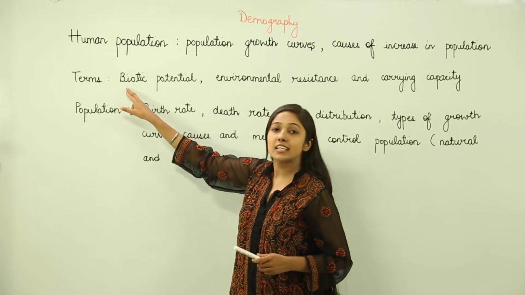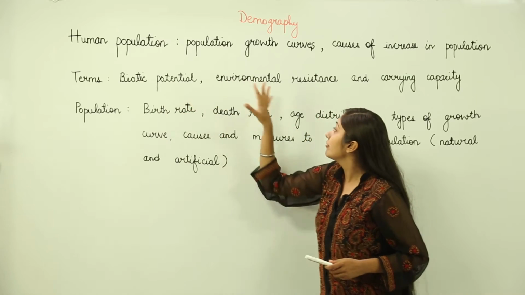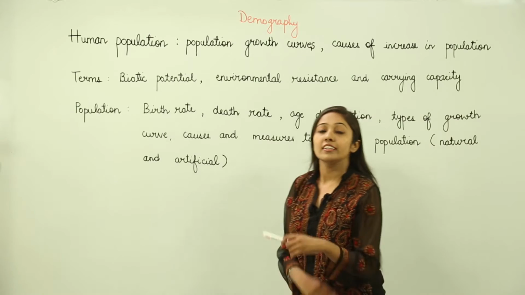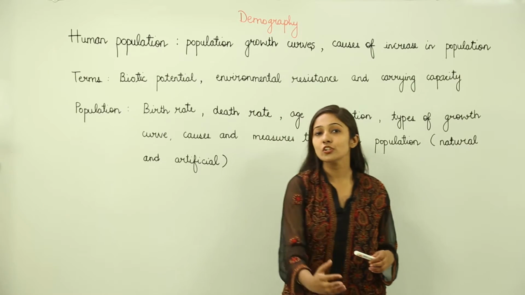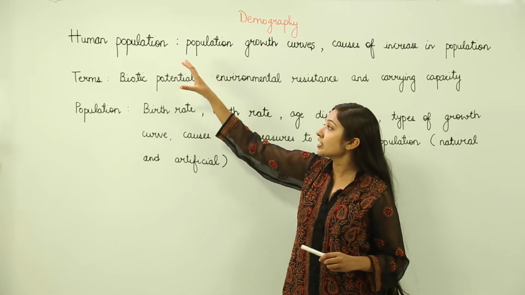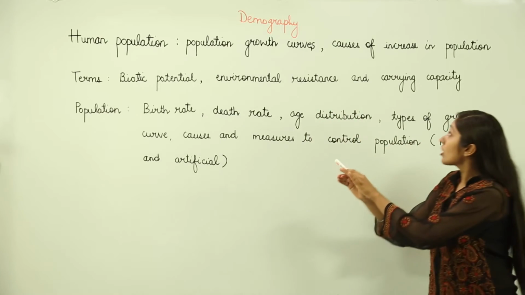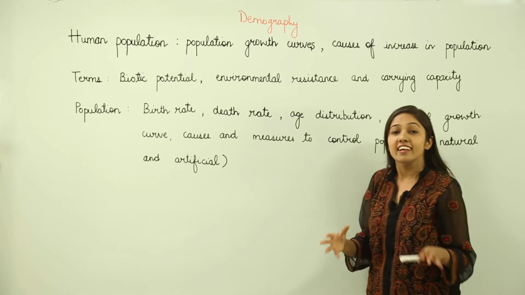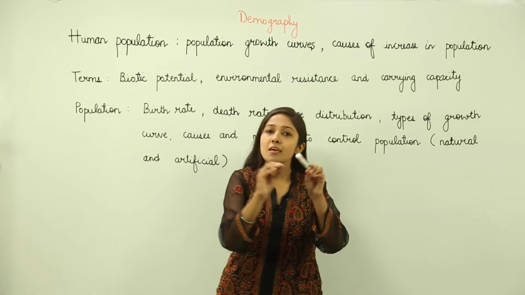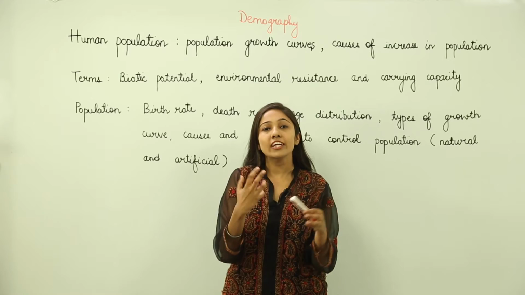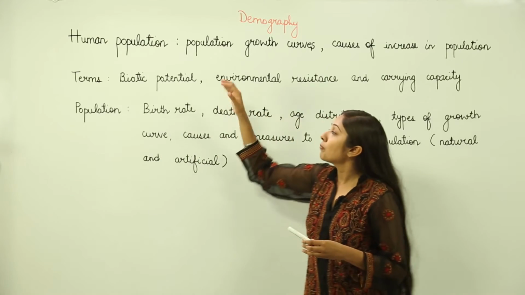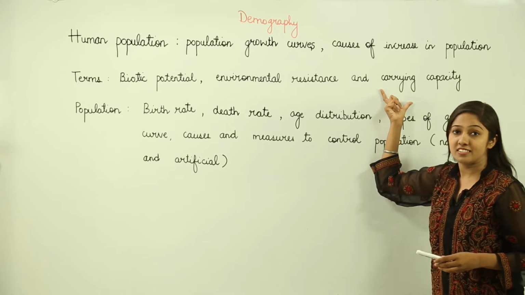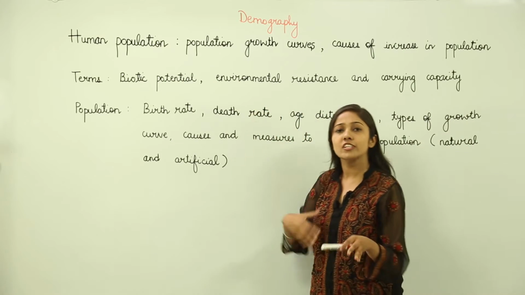We'll also study these terms: biotic potential, environmental resistance and carrying capacity. This is going to tell you how the environment plays a major role in controlling the population. When we talk about the carrying capacity of the environment, we mean that the environment has a certain limit. It is going to sustain the population only to a certain limit, because the environment has a carrying capacity. This is going to be very interesting when we study it in detail.